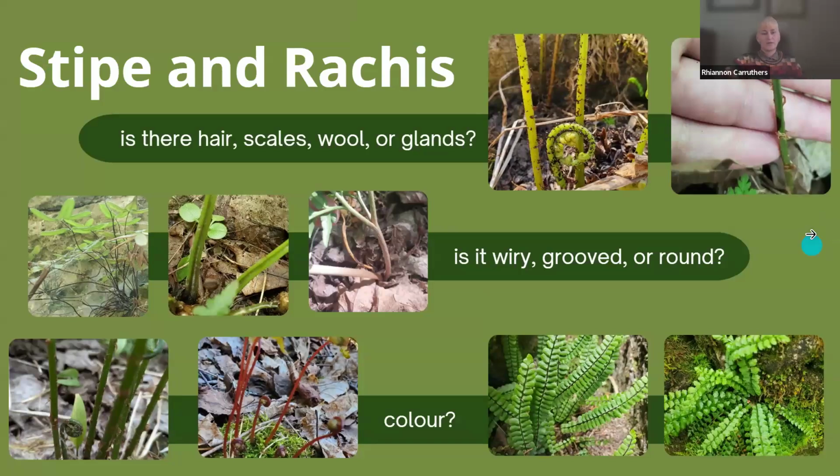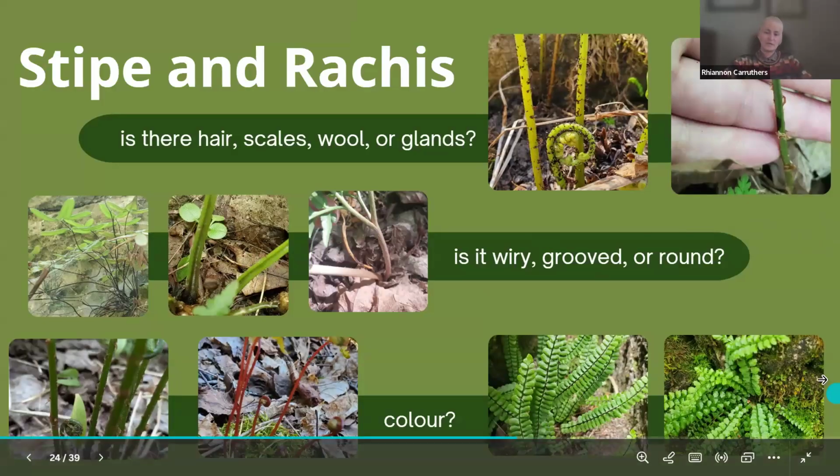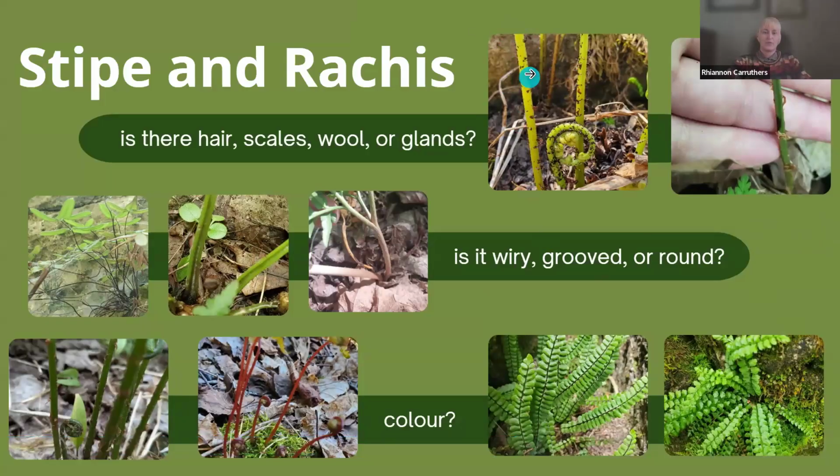The stipe and the rachis. Looking down at the base of the fern, see if there is hair or scales or wool, or what's known as glands, if it's glandular. We can see here we've got these gold scales and here these black scales. This is the northern lady fern. One of the things that makes it really easy to tell that it's the lady fern is these lovely black hairy legs. I like to joke that there's no razors in the woods, so the lady fern has these lovely hairy legs.